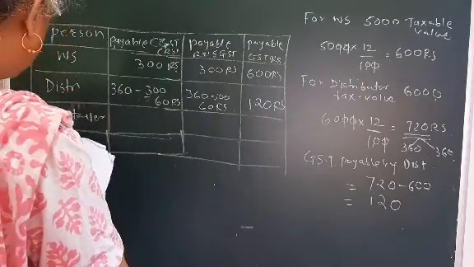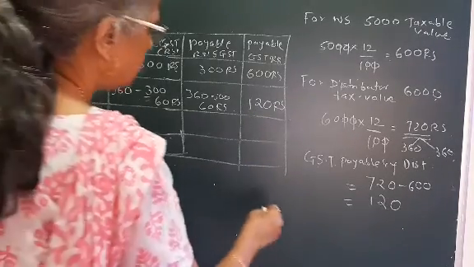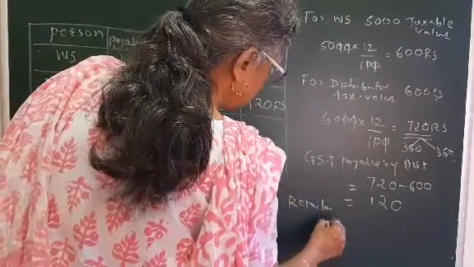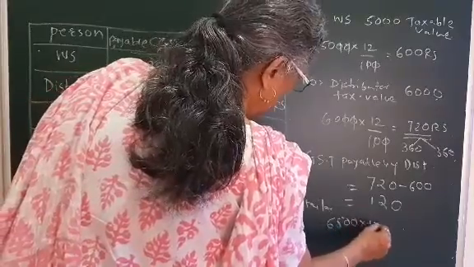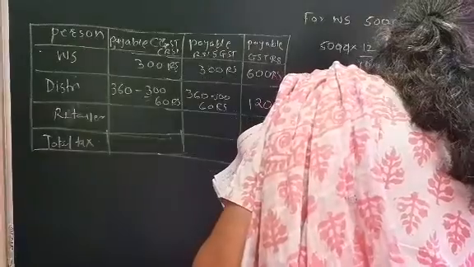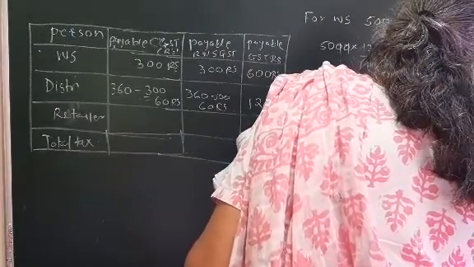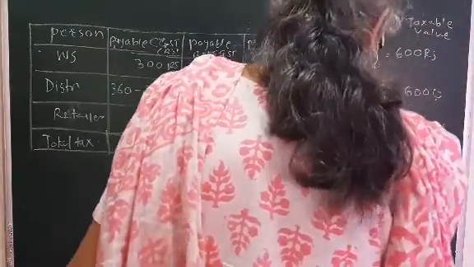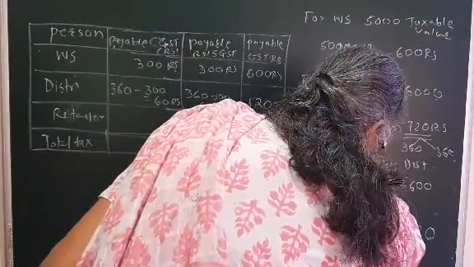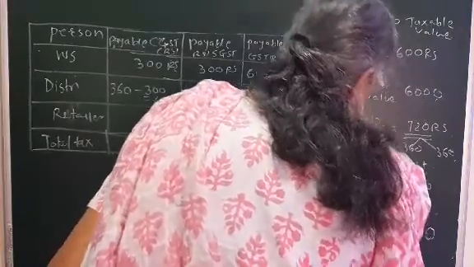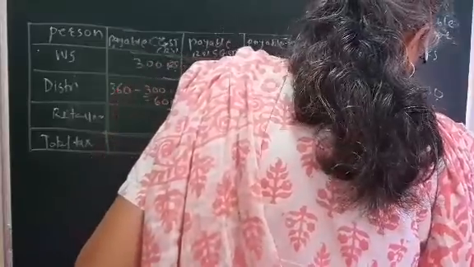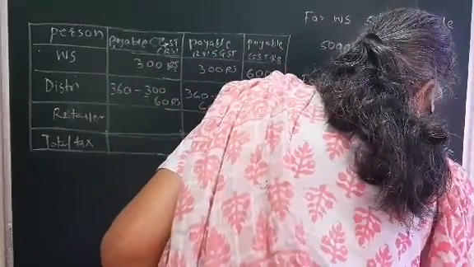Now the third, taxable value for the retailer is 6500. So 6500 into 12 upon 100, that will give you 780. Followed. So 780 minus 720, whichever is the output tax for the distributor will be input tax for the retailer, this is the output tax, this is input tax, minus 60 rupees.